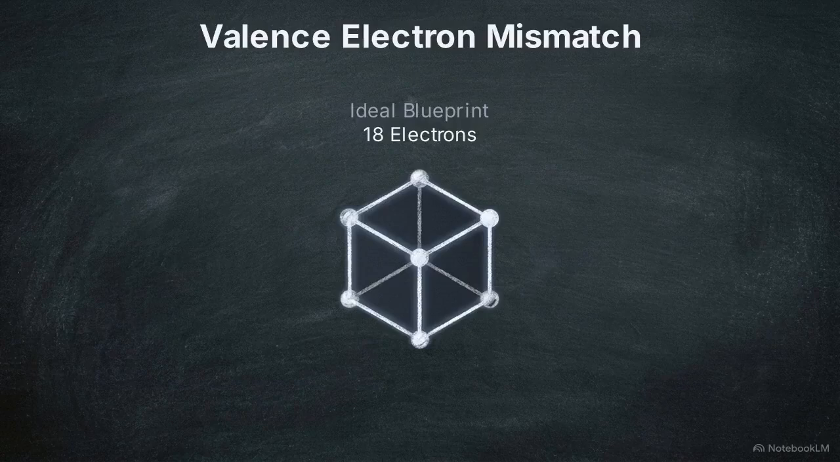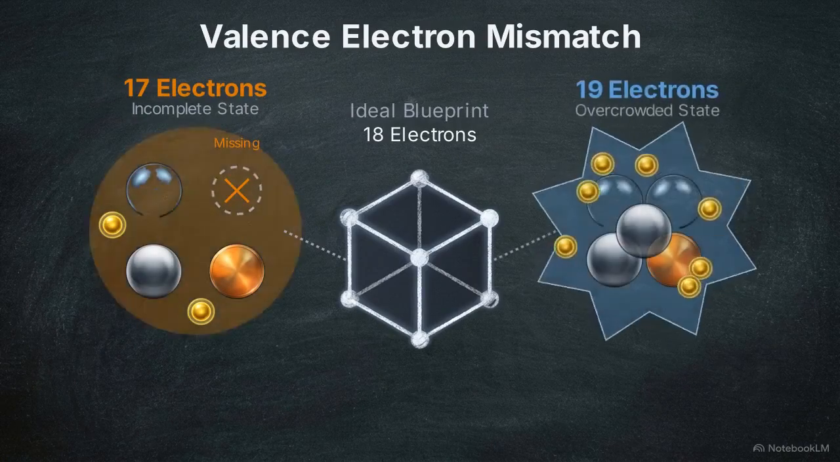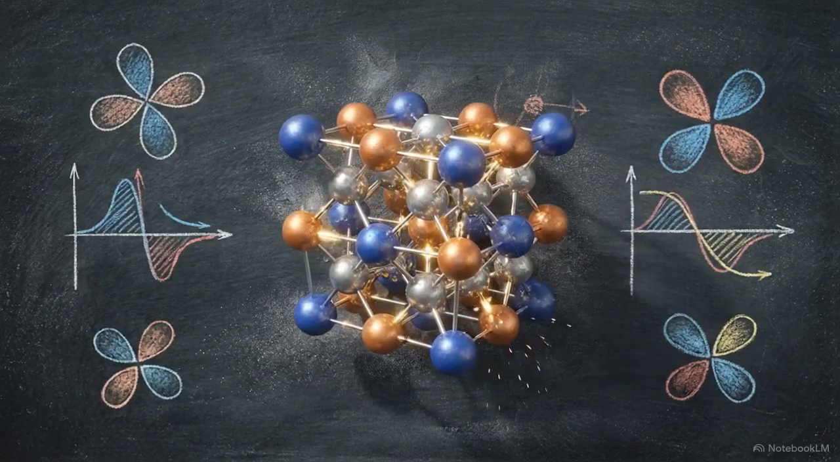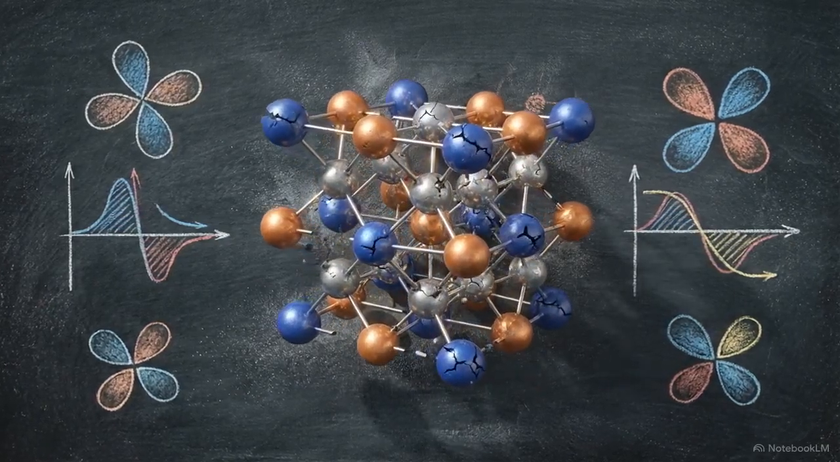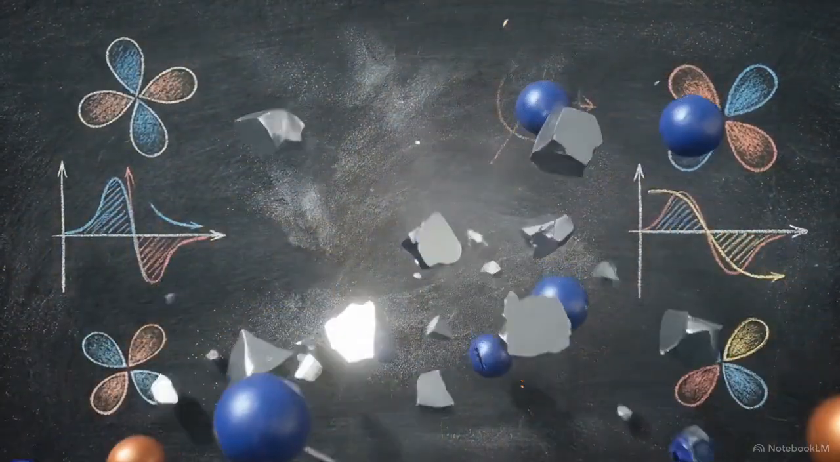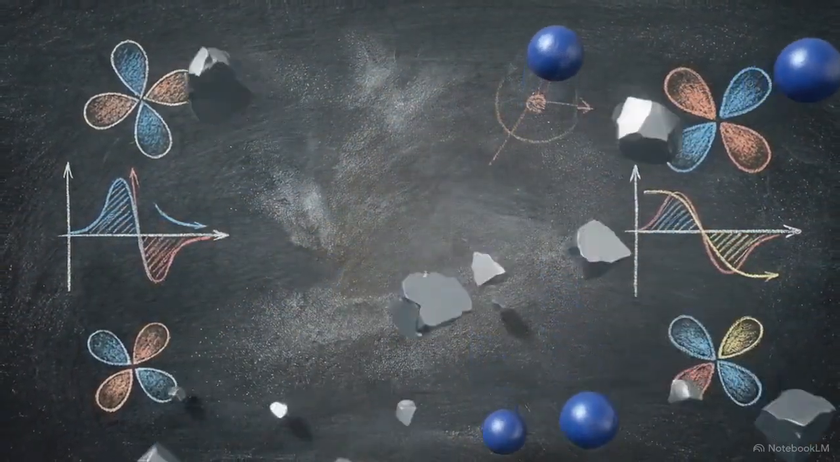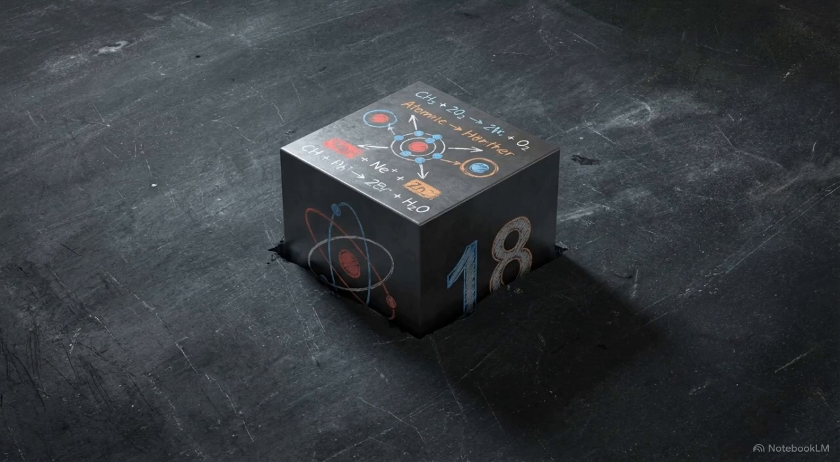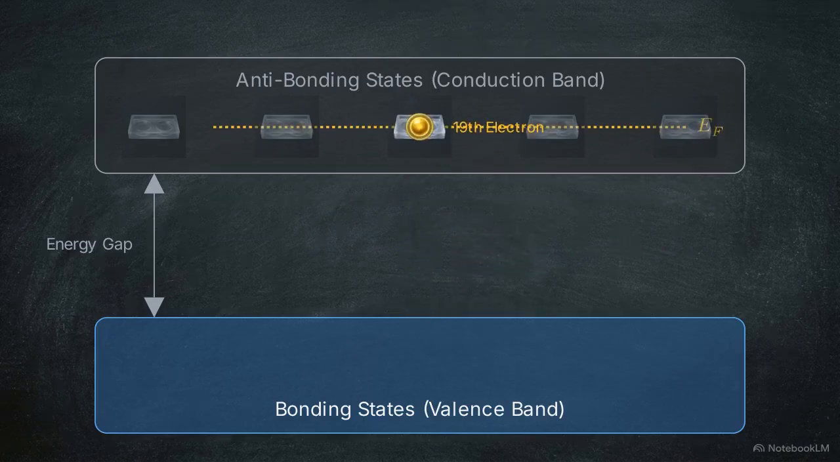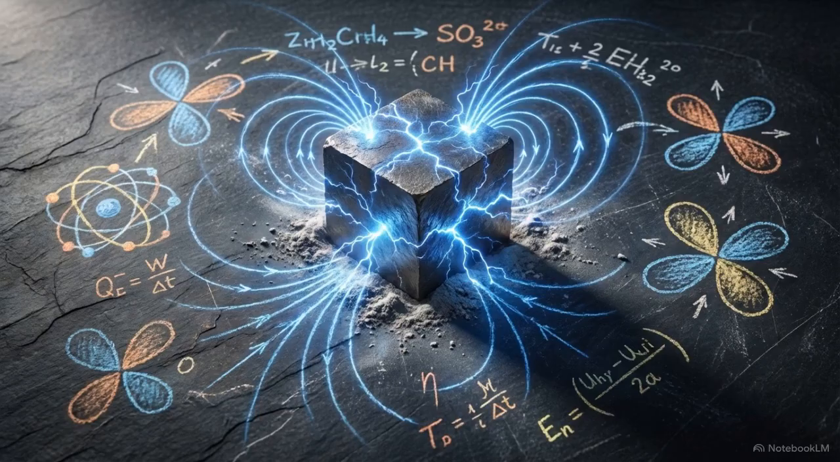Consider what happens if we build a similar structure using elements that yield 17 or 19 valence electrons. 17 electrons leave bonding states incomplete, while 19 are forced into high-energy antibonding states. In both cases, structural stability fails, collapsing the energy gap. 18 valence electrons represents a hard structural limit. Moving to 19 electrons fills the vacant states above the gap, turning the semiconductor into a conductive magnetic metal.